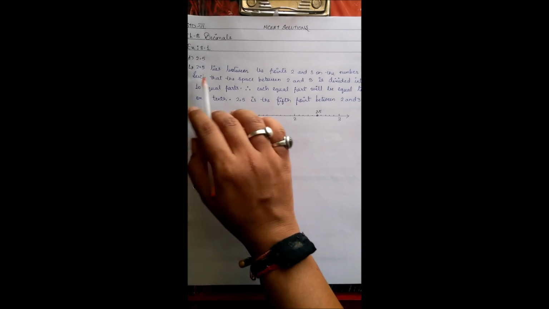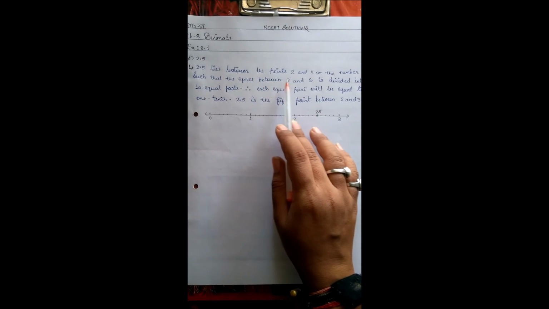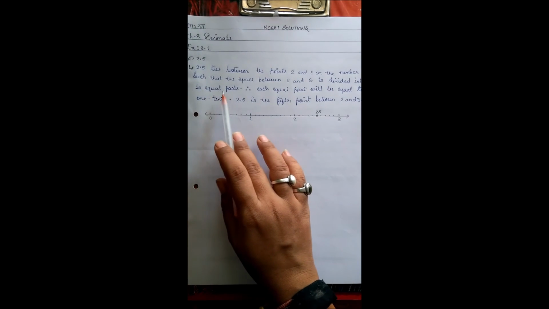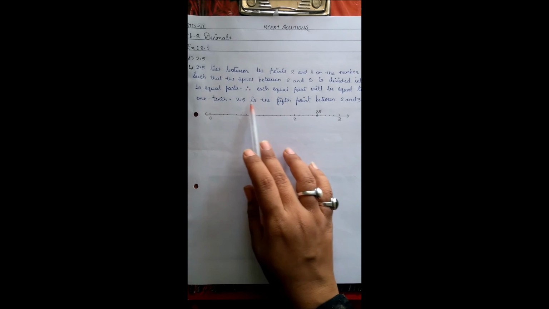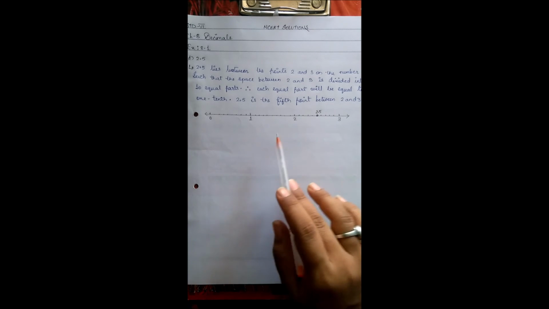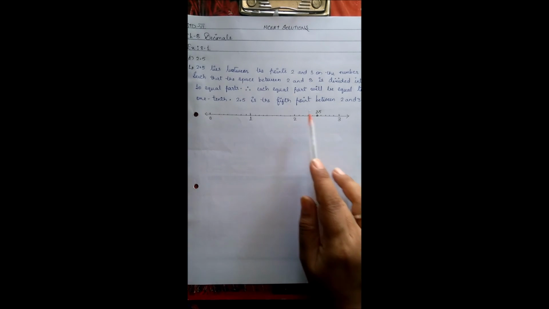Next, 2.5. Now 2.5 lies between the point 2 and 3 on the number line, such that the space between 2 and 3 is divided into 10 equal parts. Therefore, each equal part will be equal to 1/10. So 2.5 is the fifth point between 2 and 3. This is 2 and this is 3. 2.1, 2.2, 2.3, 2.4 and this is 2.5. Fifth point after 2.